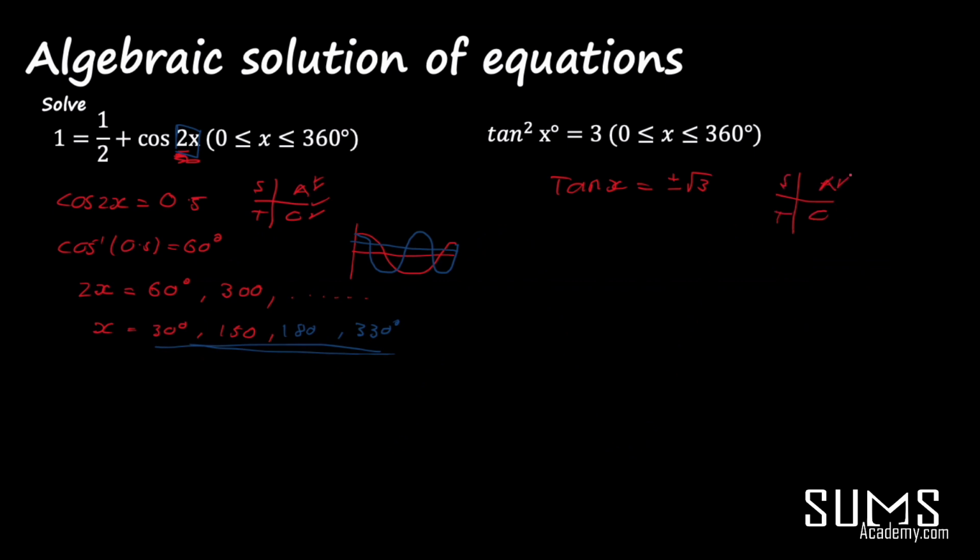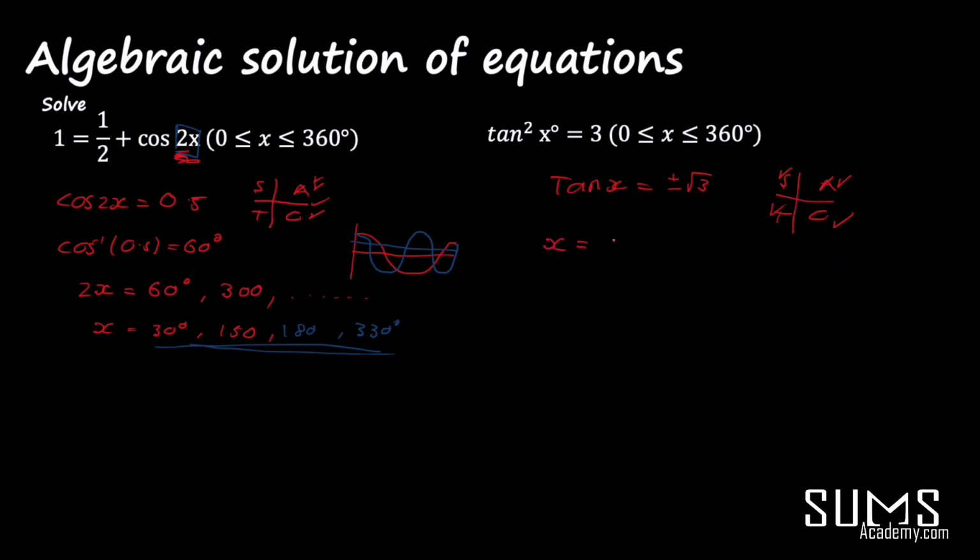So then when you come to your CAST diagram, well, could it be positive there? Yes. Tan is positive there. Could it be positive there? Yes. Well, it can also be negative. So you're going to end up with it being positive or negative in every quadrant. So you're going to get 4 solutions to this.